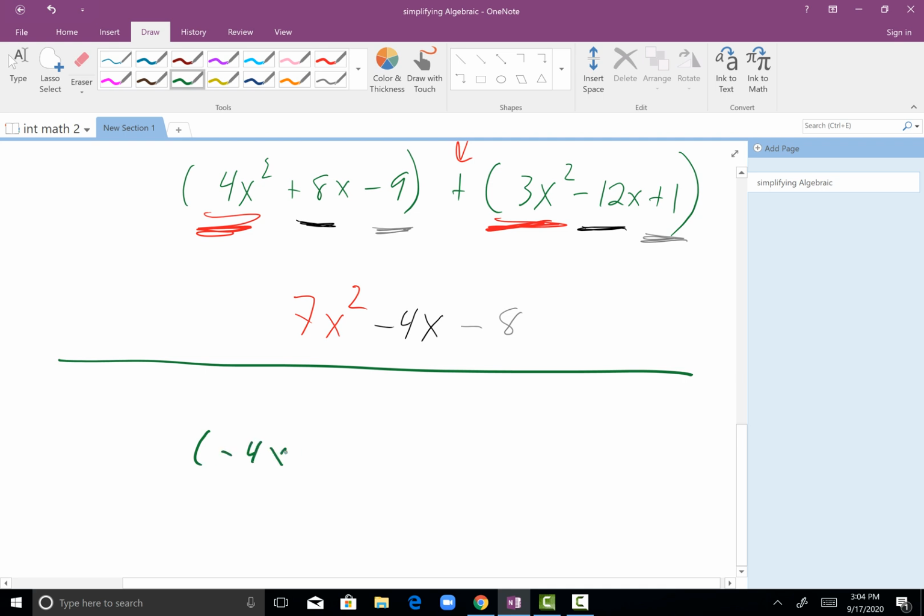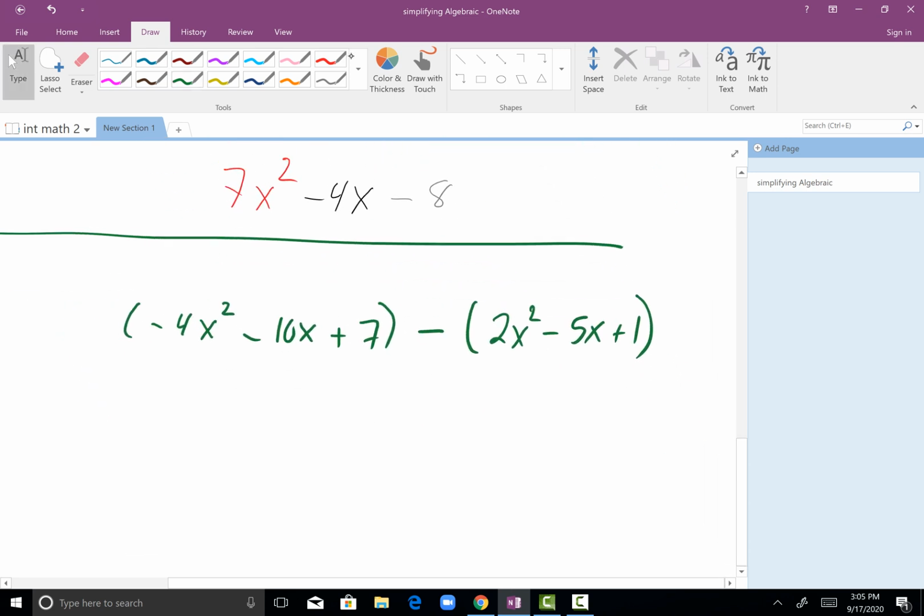Negative 4x squared minus 10x plus 7 minus 2x squared minus 5x plus 1. All right, so what happens on this one? Not a whole lot different. It's just that it has a minus in there. So when we combine the like terms, we have to remember that. So let's go ahead and do that.